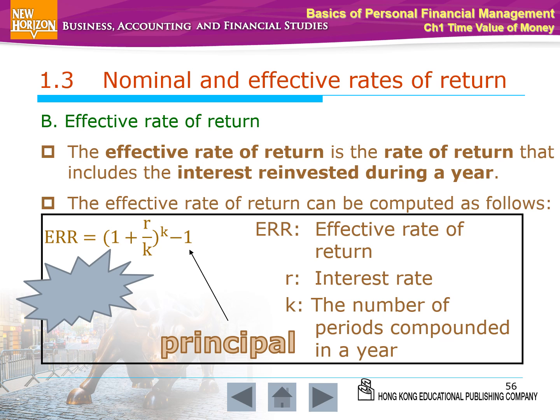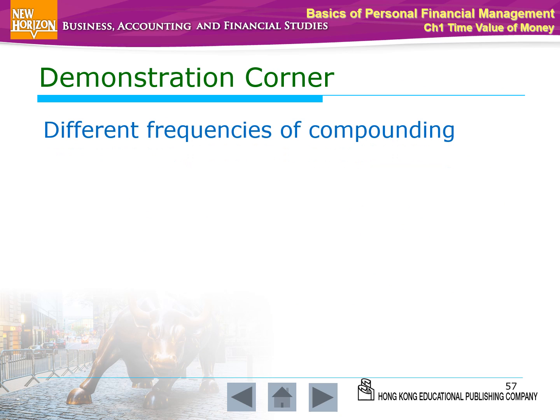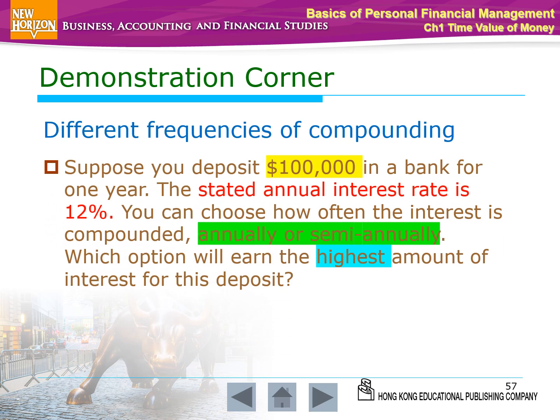1 means the principal. That means we take away the principal, and we get the effective rate of return, the percentage. We're going to look at the different frequencies of compounding. Suppose you deposit $100,000 in a bank for 1 year. The stated annual interest rate is 12%. We can choose how often interest is compounded, annually or semi-annually. Which option will earn the highest amount of interest for this deposit?